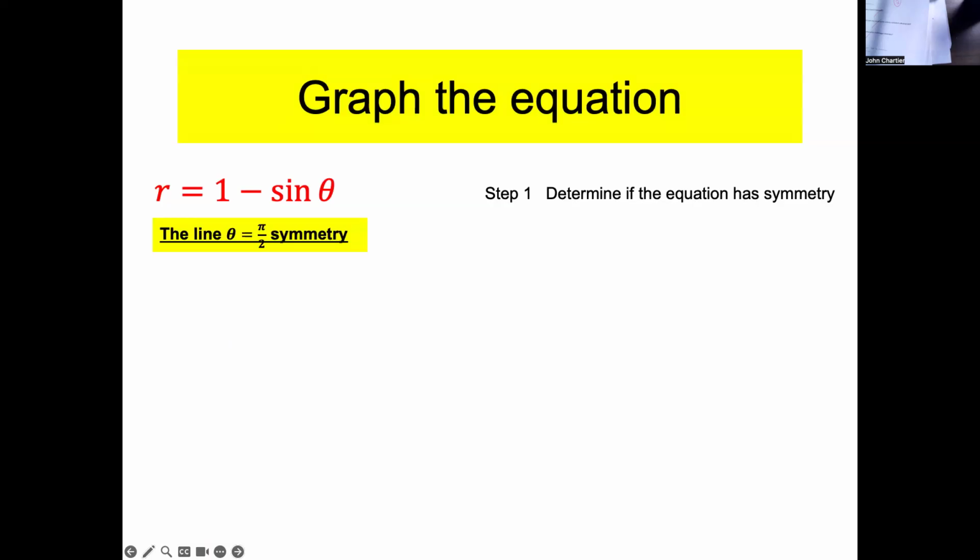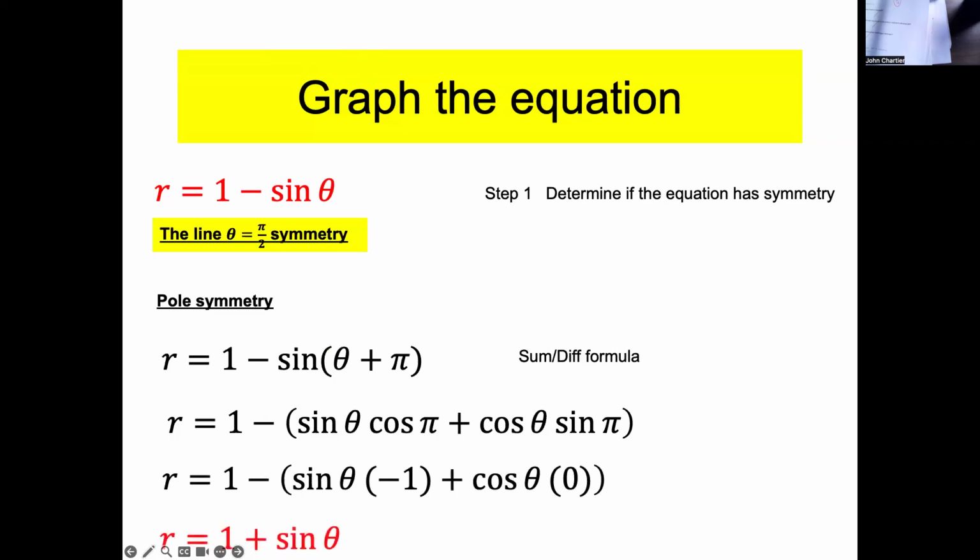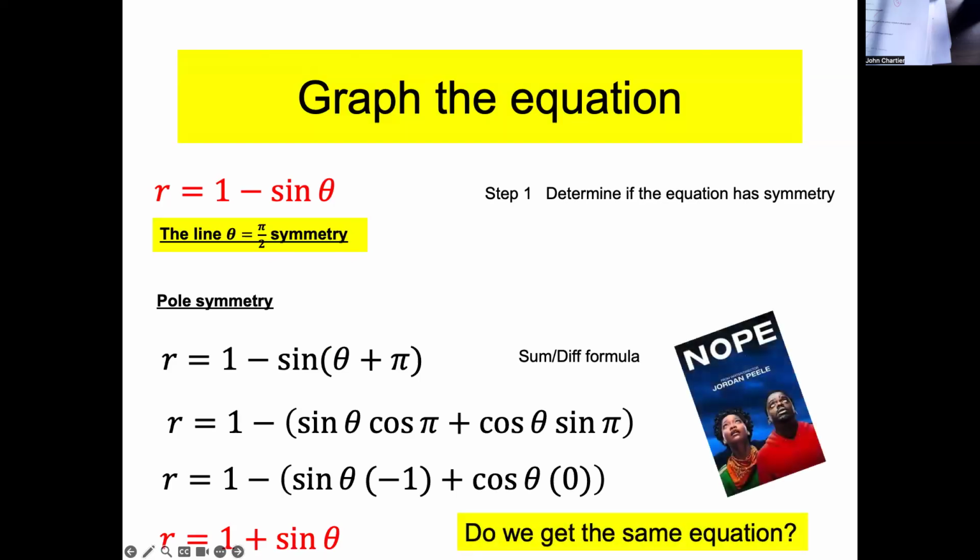The last one, same thing. It's going to be sum and difference, except this time it's going to be sum because we're replacing theta with theta plus pi. Same drill. It's going to be the sum formula for sine. That's sine, cosine, sine with a plus. Alpha, beta. Cosine of pi, pi is -1. The sine of pi is 0. Bring that negative to the front, which makes it positive, and red does not equal red. So this one only had theta equals pi over 2 symmetry.